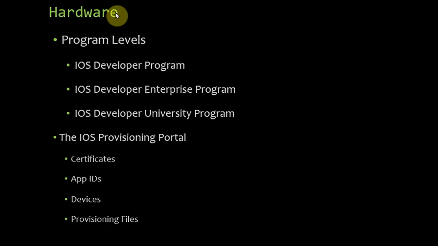So if you want to develop an application which should run on iPhone or iPad, then we need to have a Macintosh machine. Okay. Next comes the program level. Under this program level, you have the iOS developer program, enterprise program, and university program. These are the different programs that come under the program level. But before that, what is this program level? If we don't have an Apple developer account, first of all, we have to create a free account. That can be created by going to developer.apple.com.